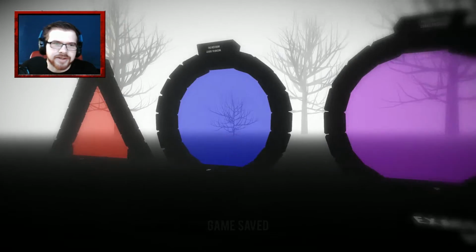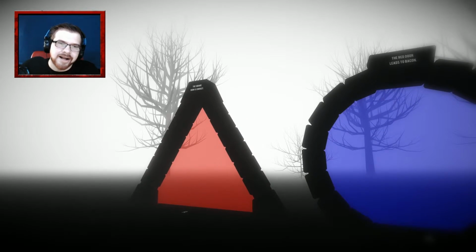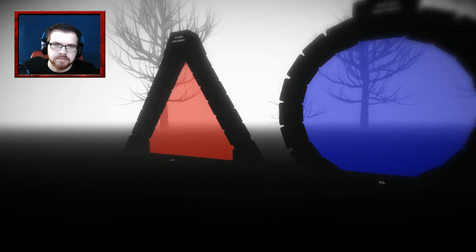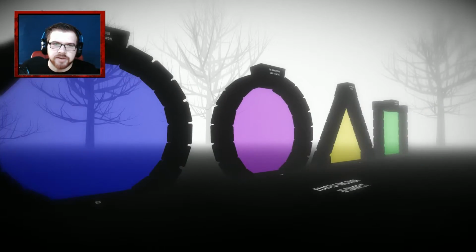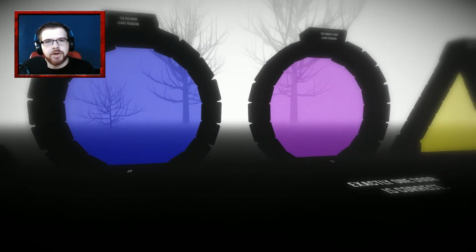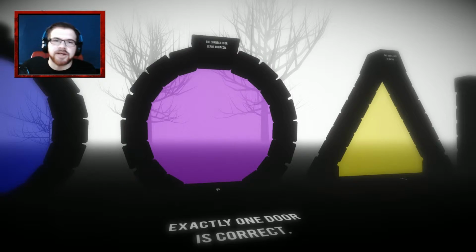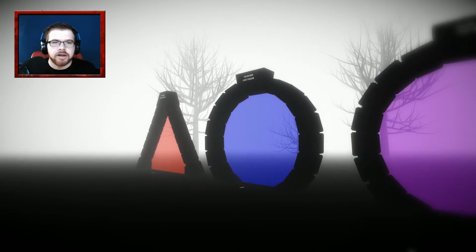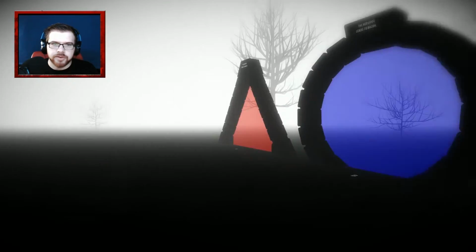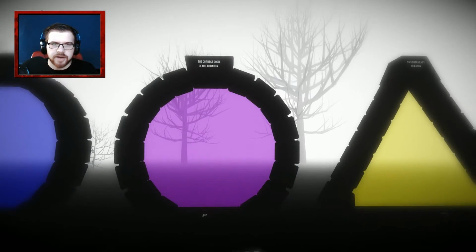Right, exactly 1 door is correct on this one, guys. The square door is correct. Well, that means that's incorrect, because if the square door is correct, then we've got 2 correct doors. That's straight up. The red door leads to bacon. Okay. The correct door leads to bacon. So we're going to assume the red door does equal bacon, right? That would be true. Incorrect, correct, incorrect.